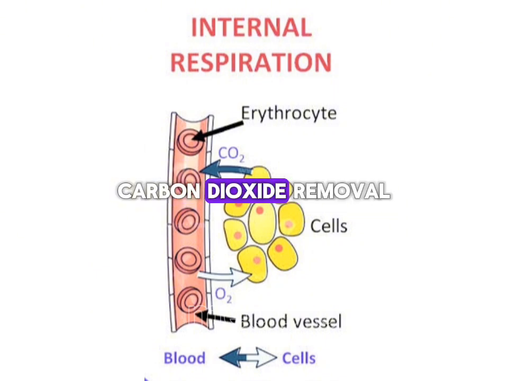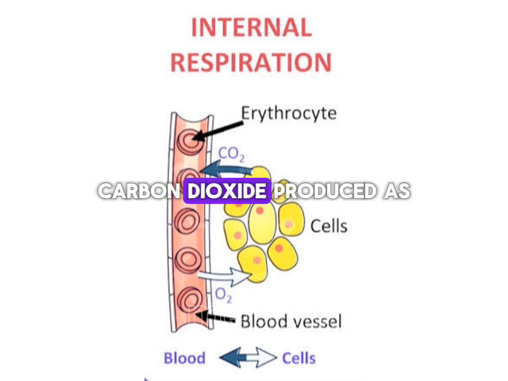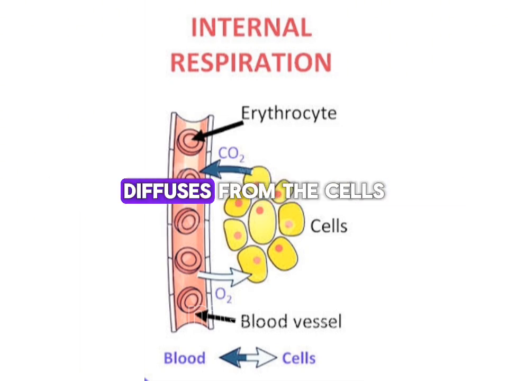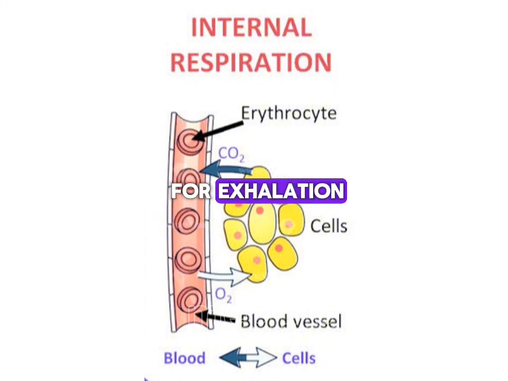Carbon dioxide removal. Carbon dioxide produced as a byproduct of cellular respiration diffuses from the cells into the blood, where it is carried back to the lungs for exhalation.